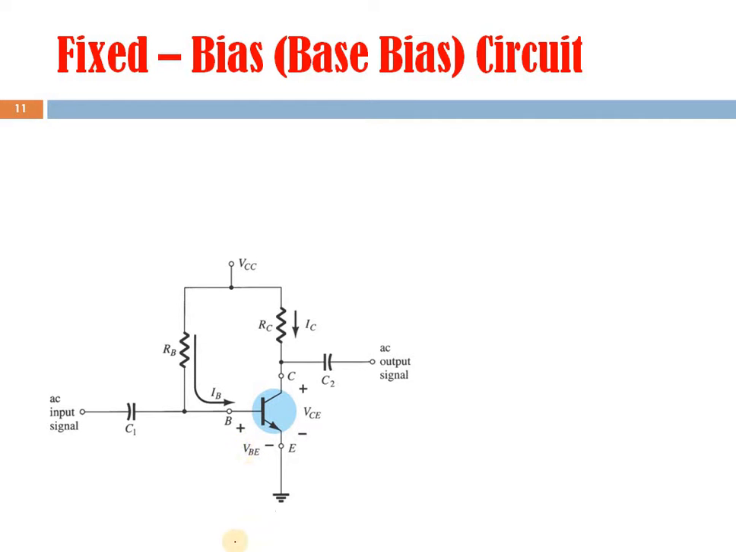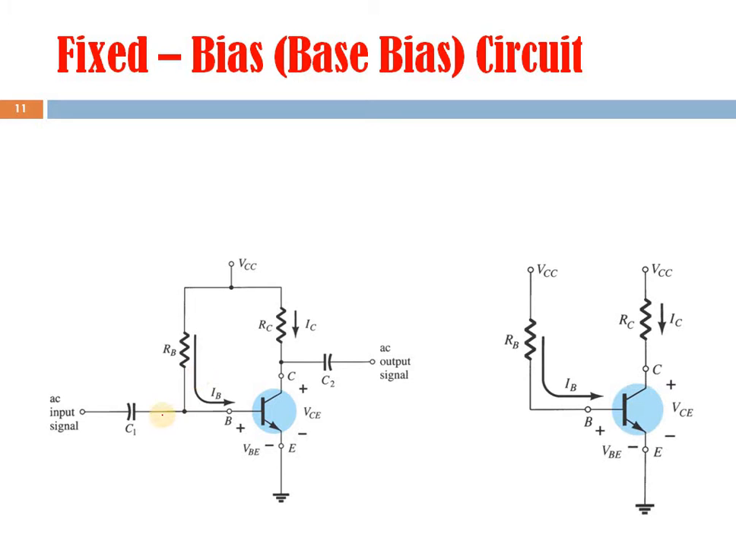In this fixed bias circuit, the circuit arrangement is like this. You see, instead of two power supplies, we have only one power supply. The base is also getting power from VCC, but you know the base current is very small as compared to the collector current. So in order to maintain the small current here, the value of RB is sufficiently high. This is the DC equivalent circuit, and this is the simplest bias configuration for transistors.